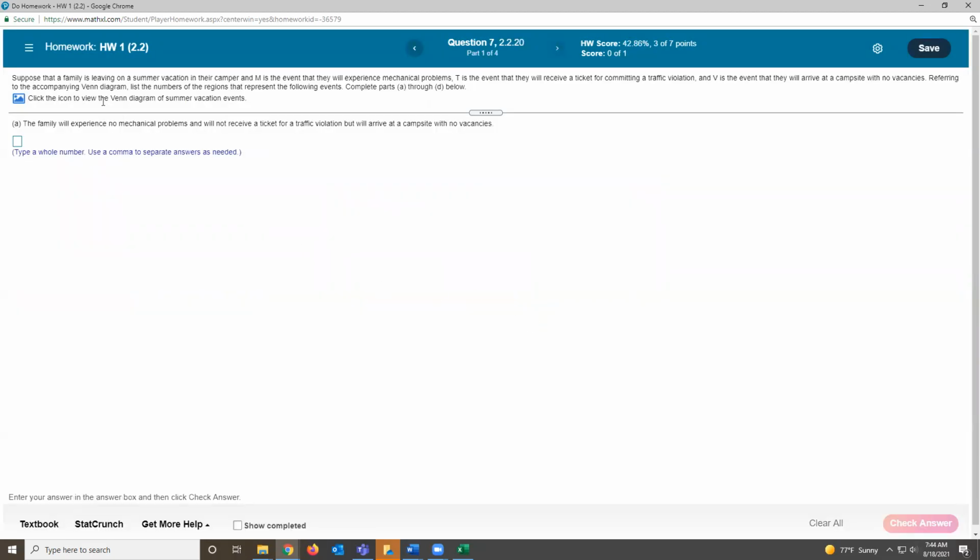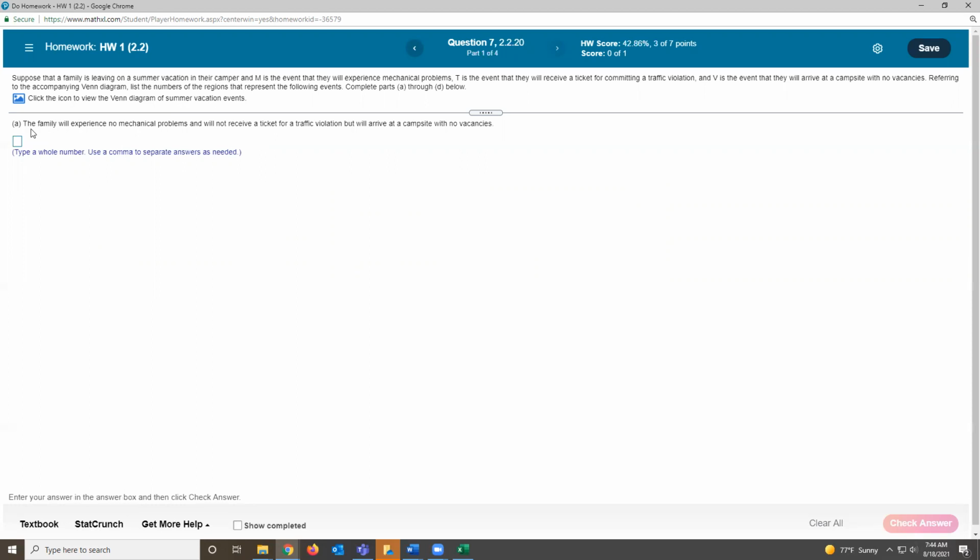Suppose a family is leaving on summer vacation in their camper. M is the event that they will experience mechanical problems. T is the event that they will receive a ticket for a traffic violation. And V is the event that they will arrive at a campsite with no vacancies. Referring to the accompanying Venn diagram, list the numbers of regions that represent the following events.